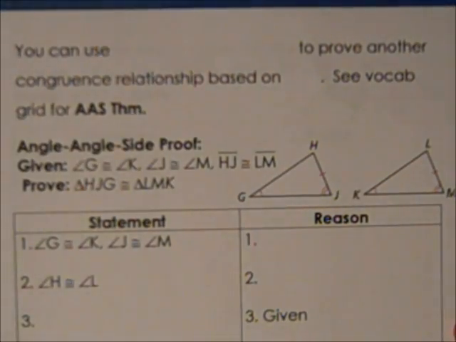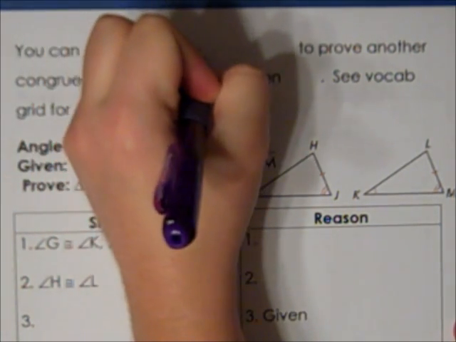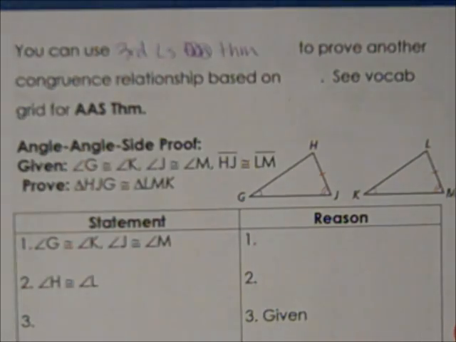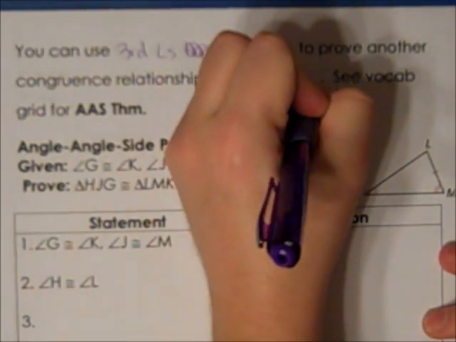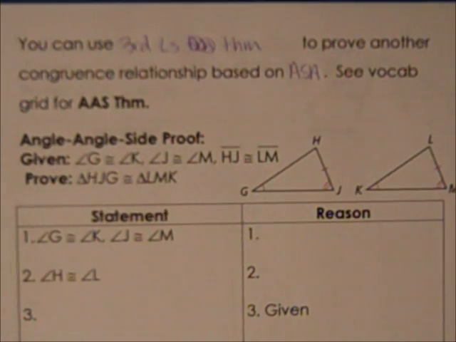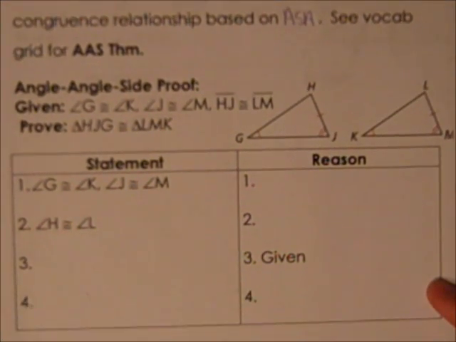You can use the third angles theorem. That one's kind of important if you haven't noticed already, to prove another congruence relationship that is based on angle, side, angle. And that one is angle, angle, side, and that's what I alluded to in the first and the last example over there, is that angle, angle, side does work, but it only works because of angle, side, angle, and we're going to see that in this proof right here.